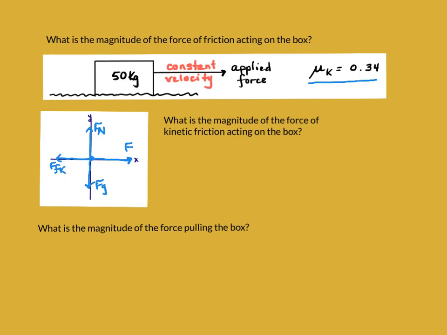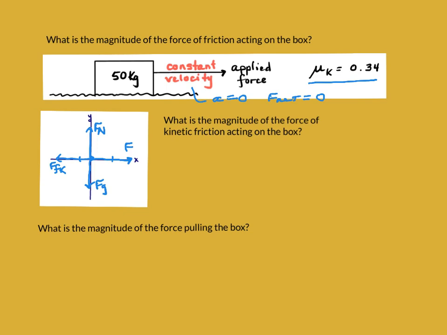And should these two things be equal? I think they should, because we have a constant velocity, which means that our acceleration is 0 and that our net force is 0. So what's the magnitude of the force of kinetic friction acting on the box?